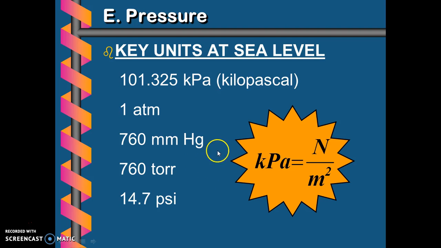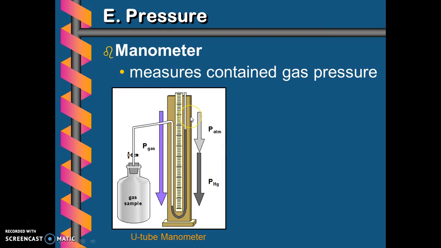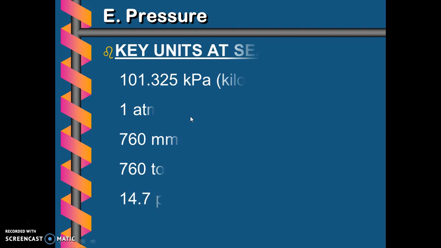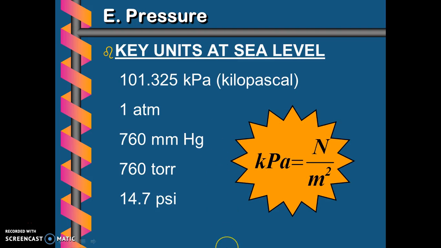All of these numbers in units are equal to one another. Meaning that 101.3 kilopascals is equal to 1 atmosphere, is equal to 760 millimeters of mercury, equal to 760 torr, is equal to 14.7 pounds per square inch. All these numbers in units represent the average atmospheric pressure at sea level.